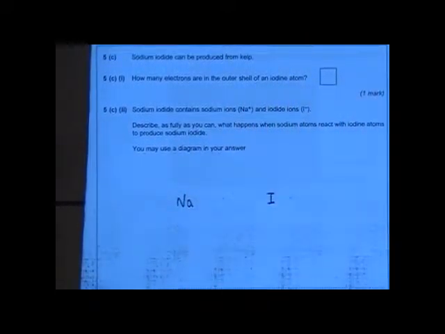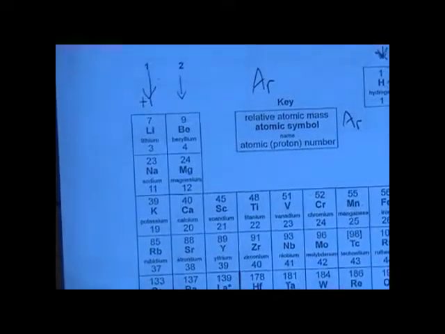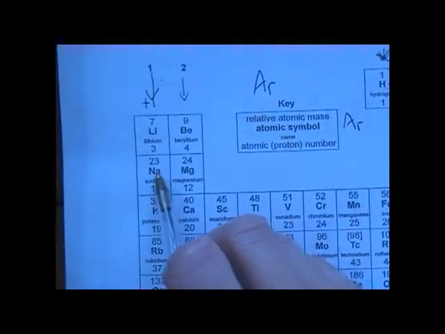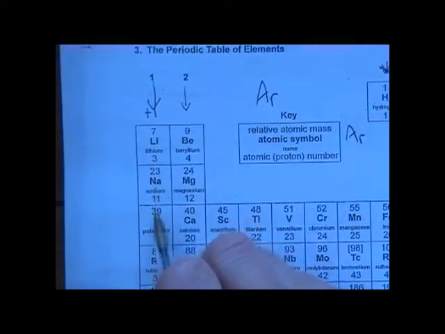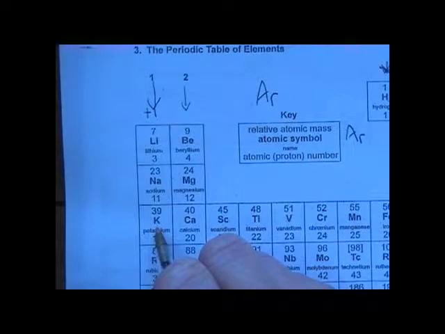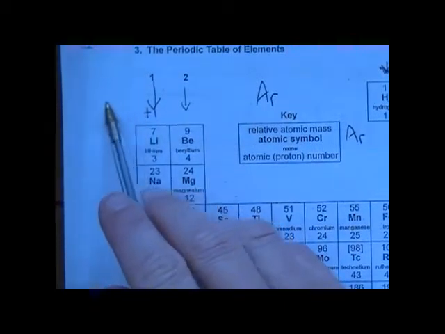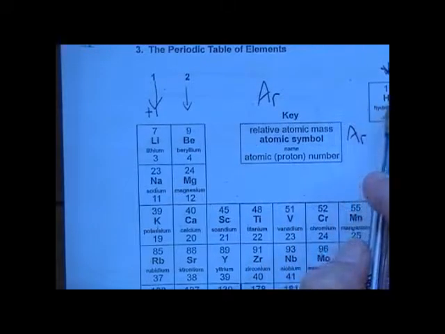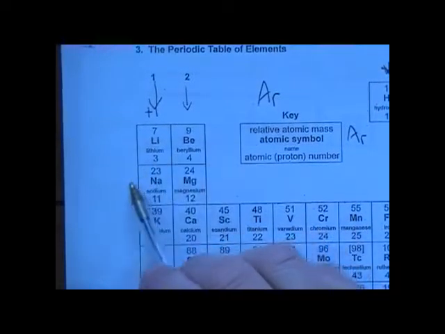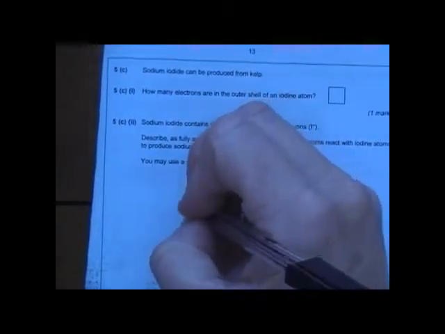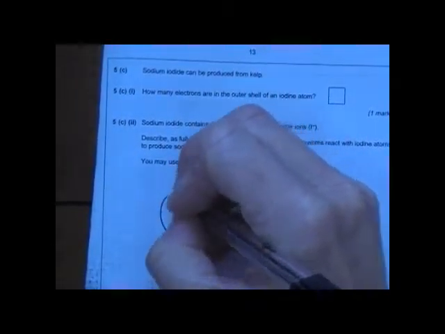So sodium I need to find on my periodic table, and we know that sodium is a metal, so it's going to be on the left hand side. Here it is. It's in group 1, so it's going to have 1 electron in its outer shell, and it's in period 3. Third row down, so it's going to have 3 shells. So I'm going to draw 1, 2, 3.